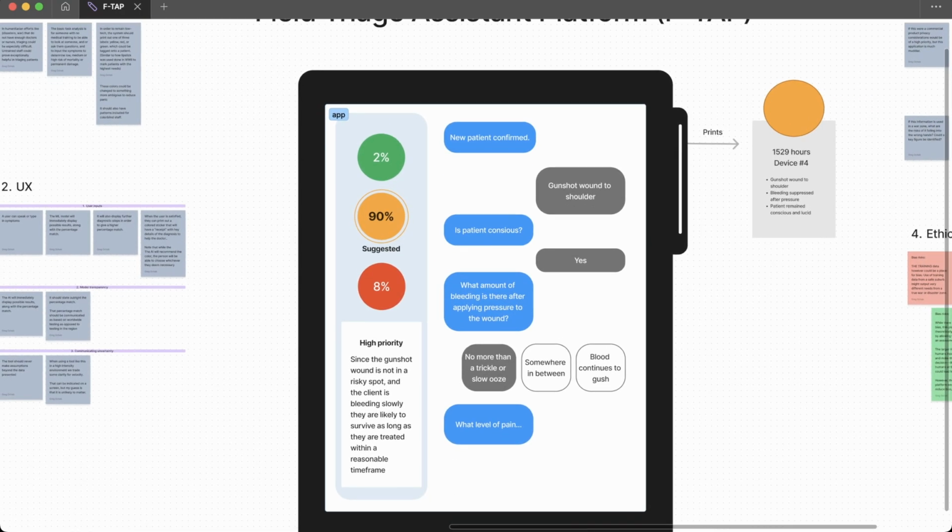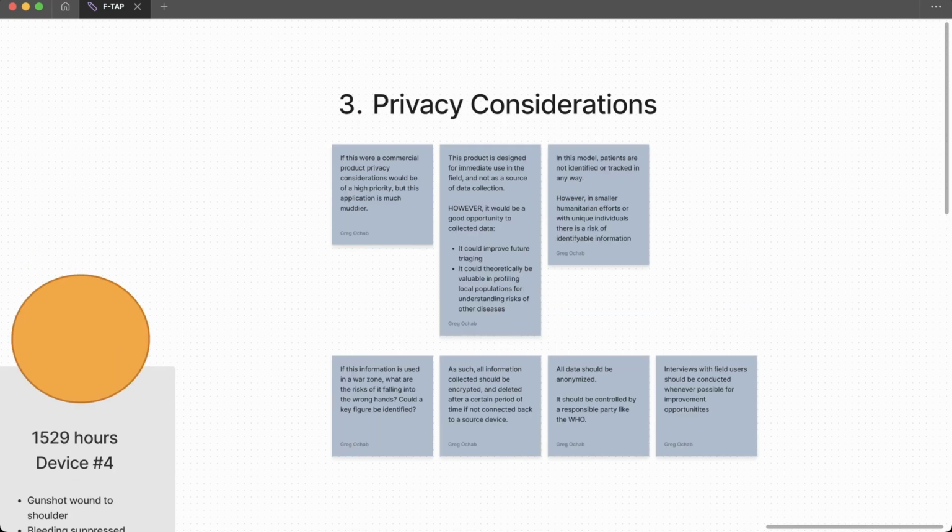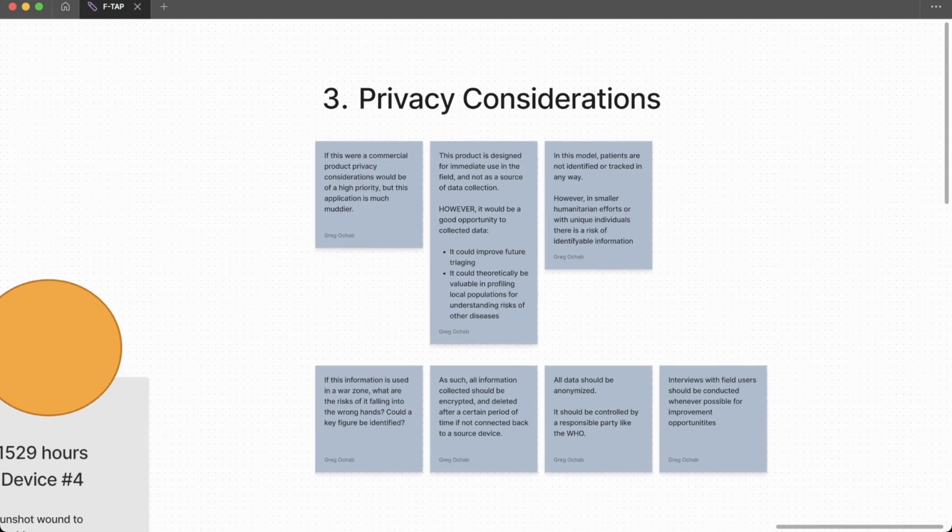Okay, let's dig into number 3, privacy considerations. This is a very interesting application in that we're not collecting any names, any information about the individual except what wounds they're experiencing. So a lot of the privacy problems that come along with a medical app like this are really not there because we aren't collecting too much individual information beyond their wounds. This data could be really useful though, and we definitely want to collect it for opportunities to improve this application.